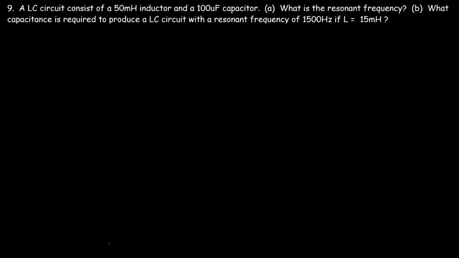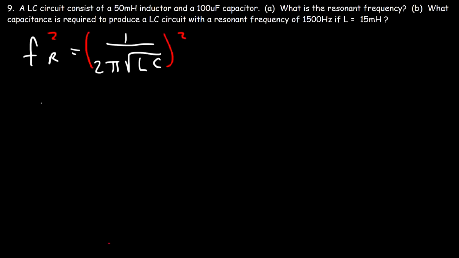Now let's work on part B. What capacitance is required to produce an LC circuit with a resonant frequency of 1500 Hz if L, the inductor, is 15 millihenries? So let's start with this equation. And our goal is to solve for C. Let's begin by squaring both sides. If we take the square of both sides, we can see that the square of the resonant frequency is equal to 1 over 4 pi squared times LC, which we had this equation not too long ago.